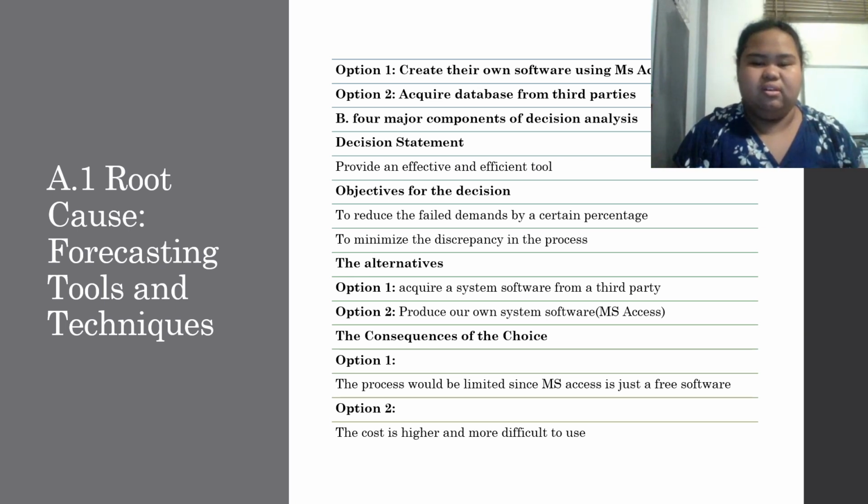The consequences of each choice: for the first option, the process will be limited since MS Access is just a free software. Meanwhile, for option 2, the cost is higher and the software is more difficult to use since the employees will need more training or some of them will not be that knowledgeable in the software.